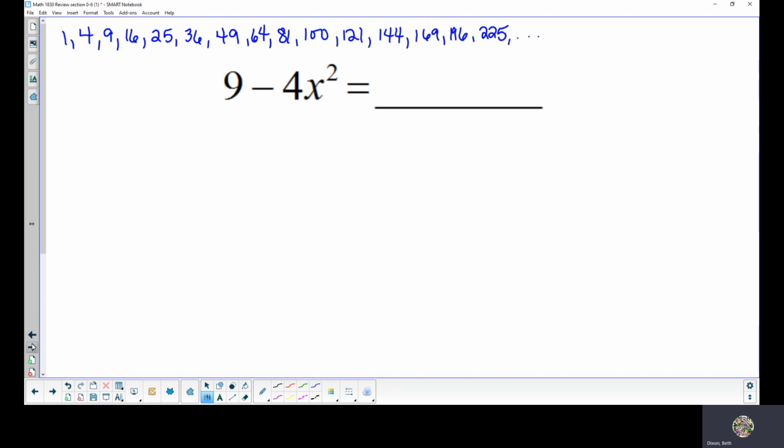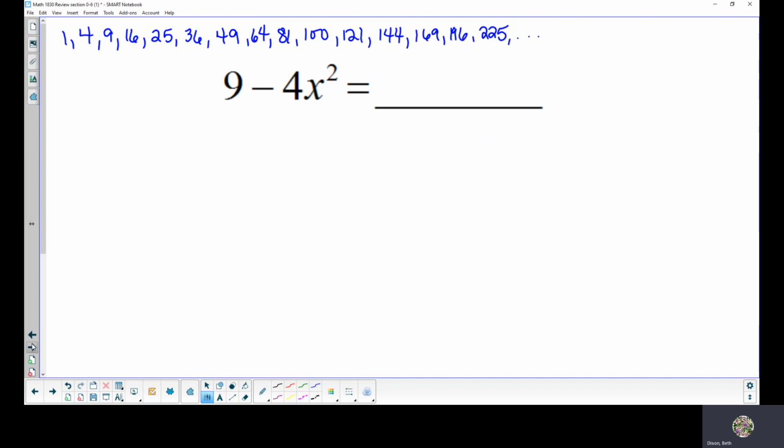How did I know those? Well, if you hadn't figured out the pattern, 1 squared is 1 times 1 is 1. 2 times 2 is 4. 3 times 3 is 9. 4 times 4 is 16. 5 times 5 is 25. 6 times 6 is 36. 7 times 7 is 49. 8 times 8 is 64. I'll leave you to see that the rest of those are true. So those are all your squares. So 9 and 4 are on the list, and x squared, of course, is a squared because x times x would give you x squared.